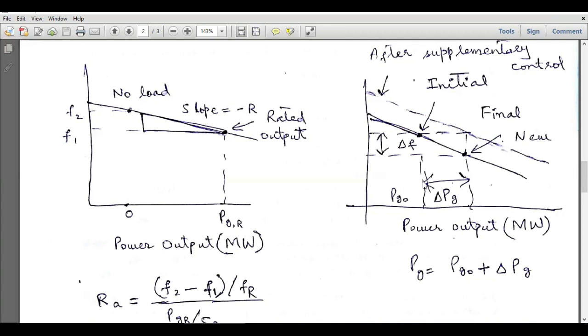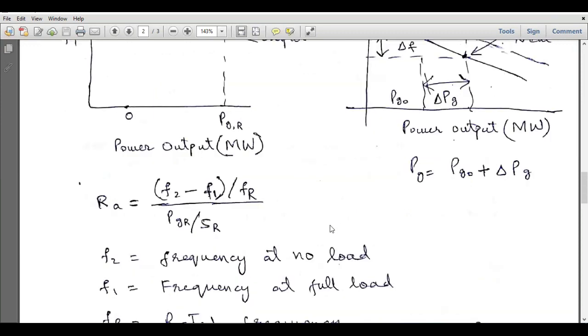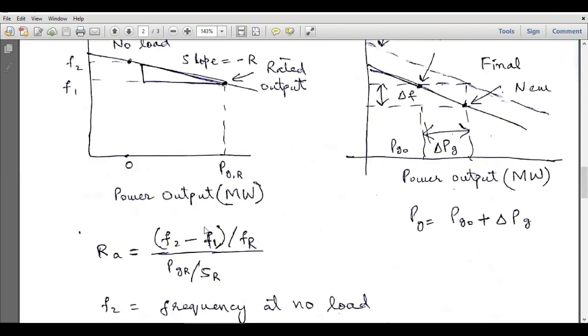This is delta PG deviation in the output power of the generator. This is PG naught, and PG is equal to PG naught plus delta PG. This point is PG, and it is equal to PG naught plus delta PG, and RA is equal to per unit deviation in the frequency divided by per unit deviation in the generation, right?